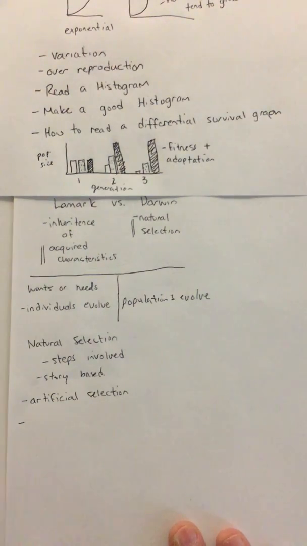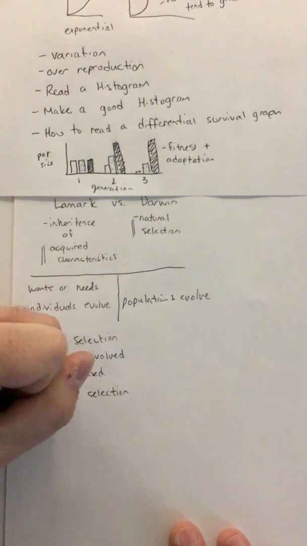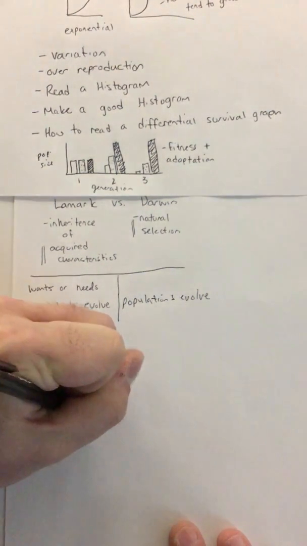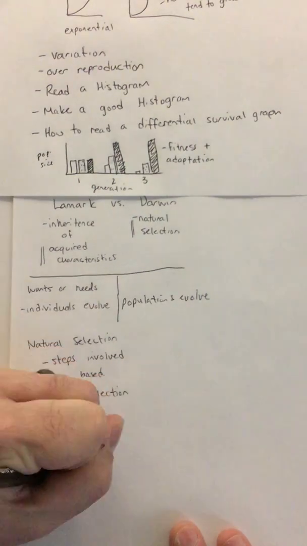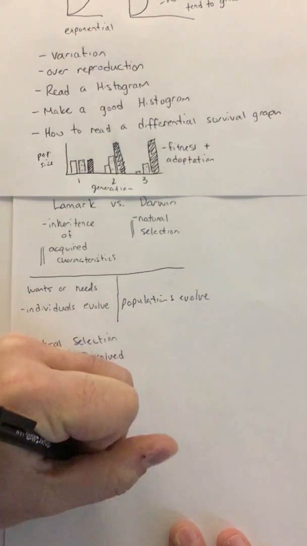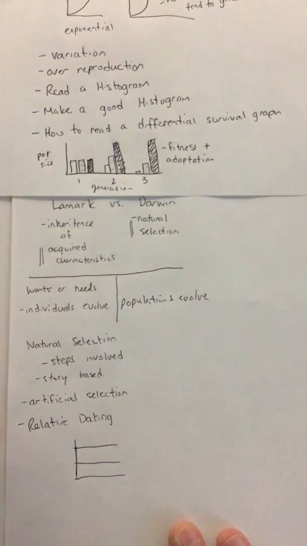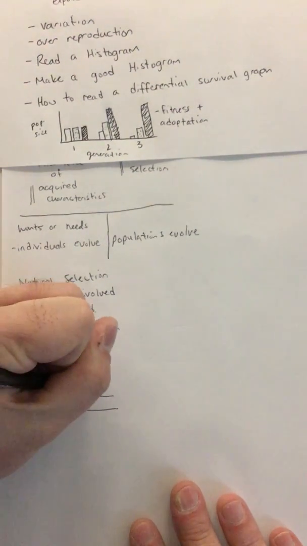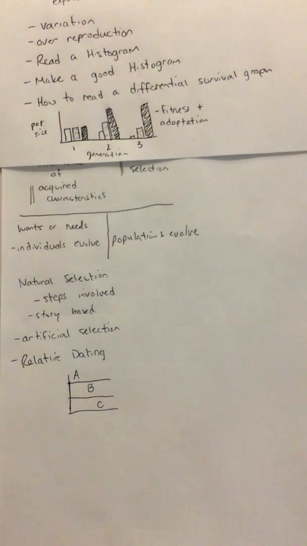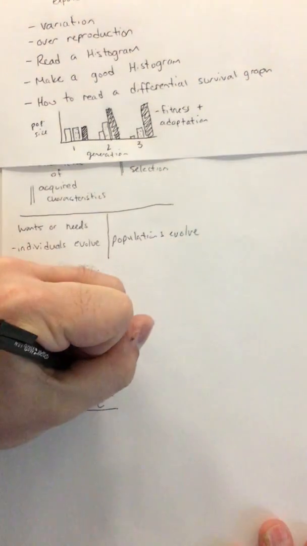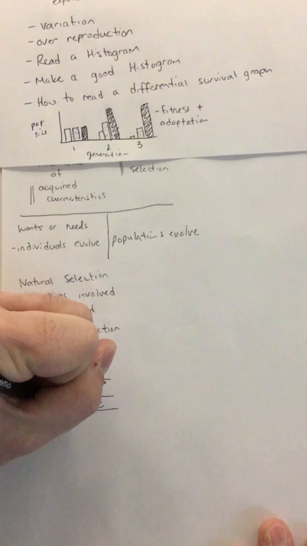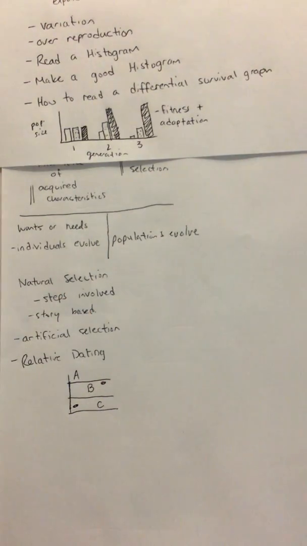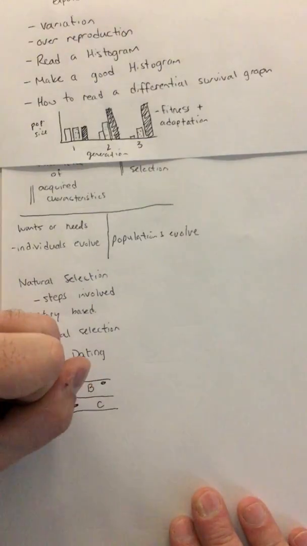Okay. You have to know how to do relative dating. So if I have 3 layers of rock, rock A, rock B, and rock C, and I have a fossil here, and I have a fossil here. Which fossil is older? C, right? The older ones are down here.